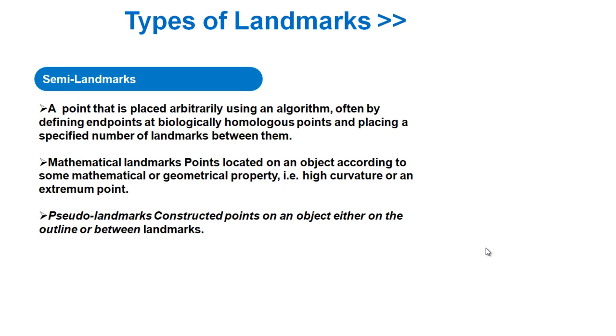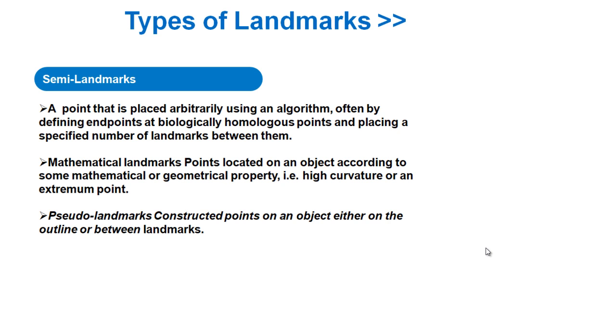So we have type 1, type 2, and type 3 landmarks. Type 1 landmarks are anatomical landmarks, which we looked at previously, otherwise called biological landmarks. Type 2 landmarks are mathematical landmarks, which I just described. These are locations of points defined by obvious geometry, for example, a point of greatest curvature. Type 3 landmarks, which are pseudo-landmarks, are locations of points defined by reference to another point, for example, a point ventral to the last tooth.